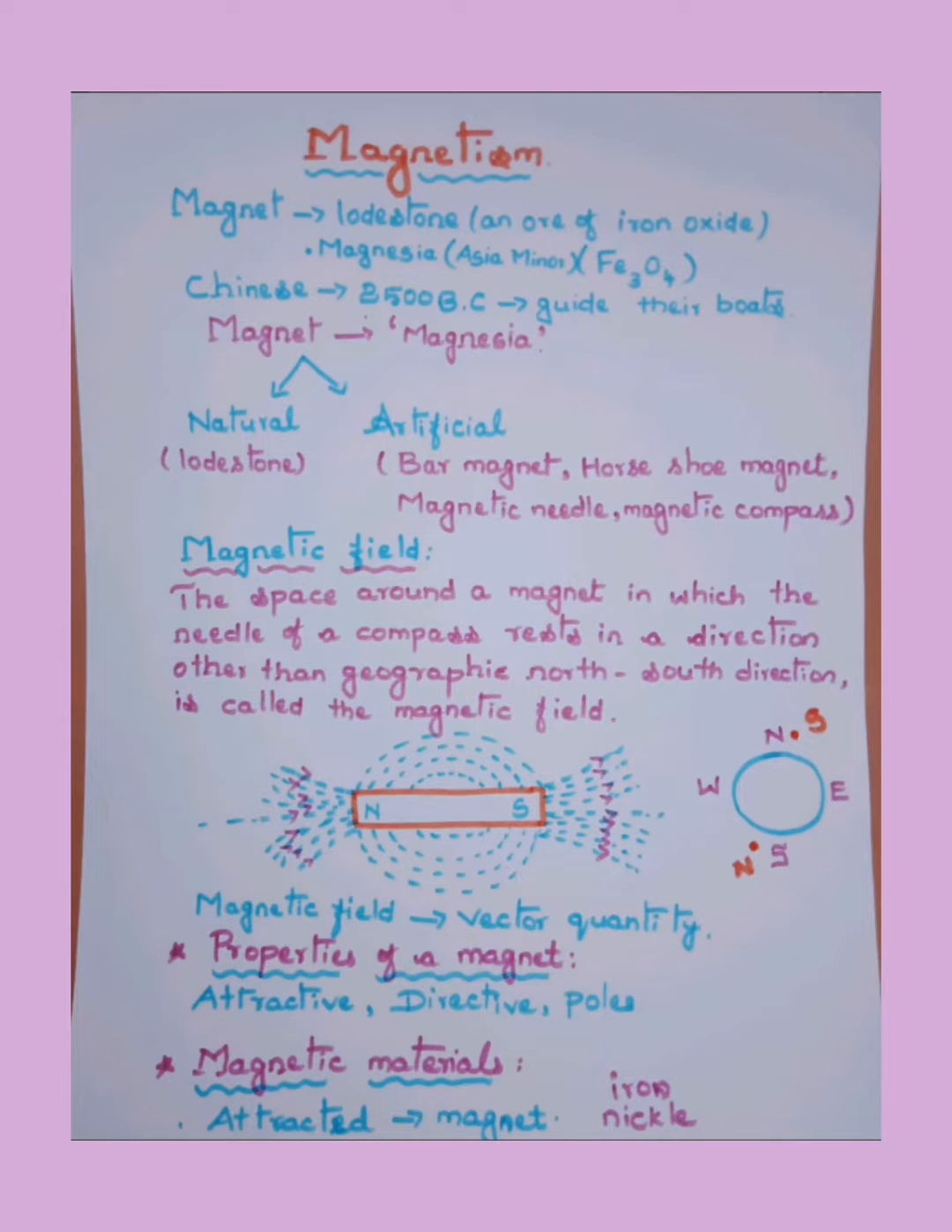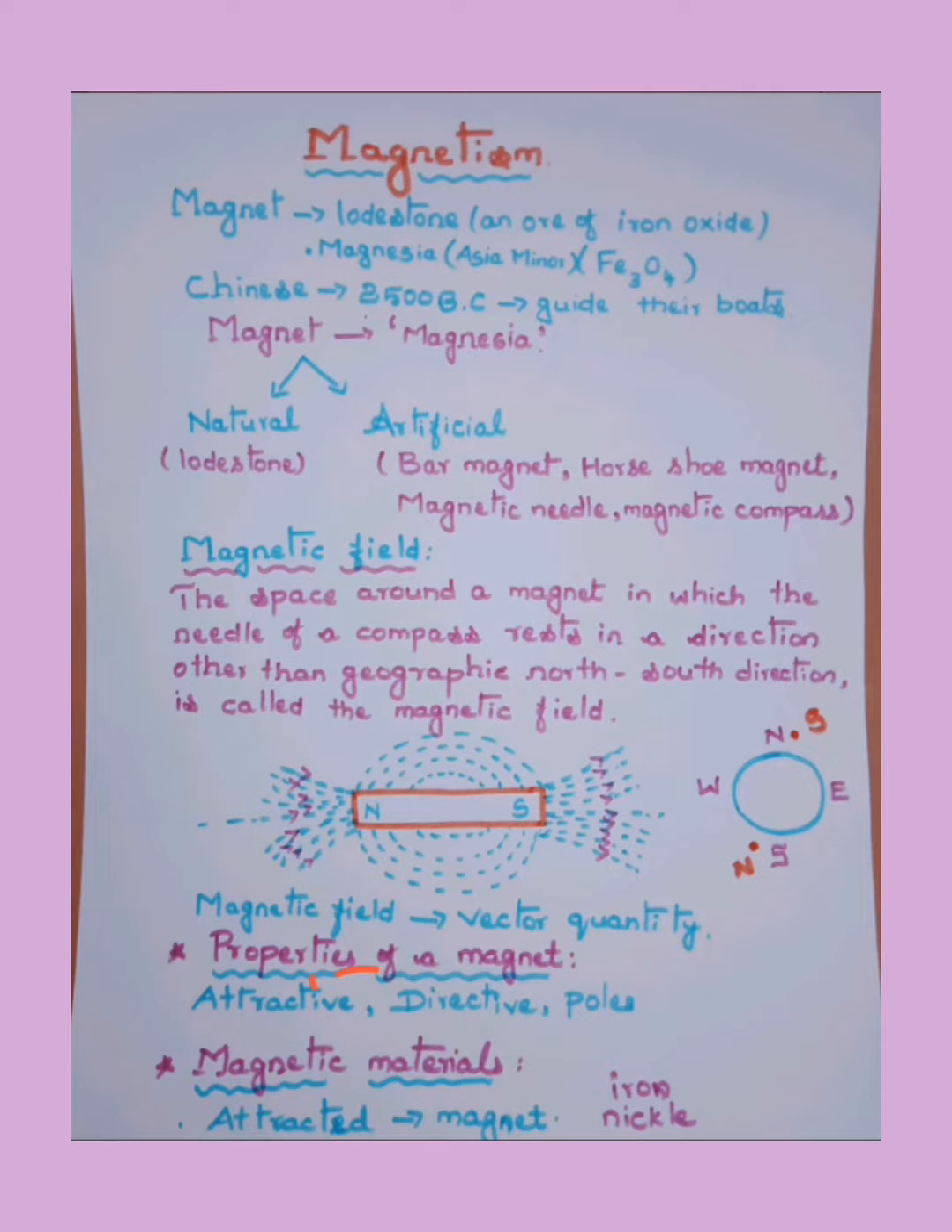And moving to properties of magnet, this is important. So let's see one by one. Mainly three properties. Those are the attractive property. What do you mean by that? The attractive property of a magnet is the property in which the magnet attracts the magnetic material towards it. That is what the attractive property is.